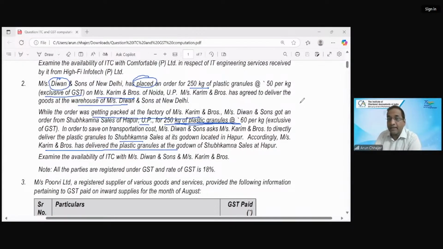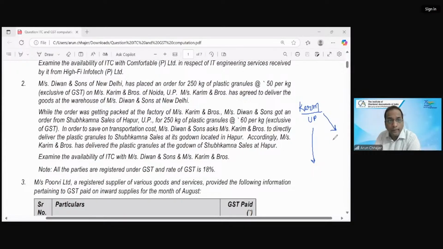Who is the supplier? Karim is the supplier. Karim is located at UP. He is raising the invoice to Diwan and Sons. I am using the short form Diwan. Diwan is from Delhi, and the invoice is being raised to Diwan, but the goods are being delivered to Subkamna, ठीक है, of UP.